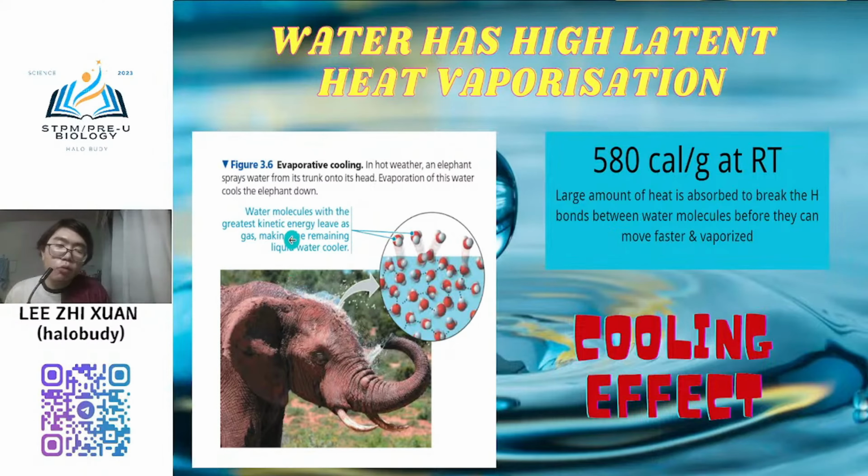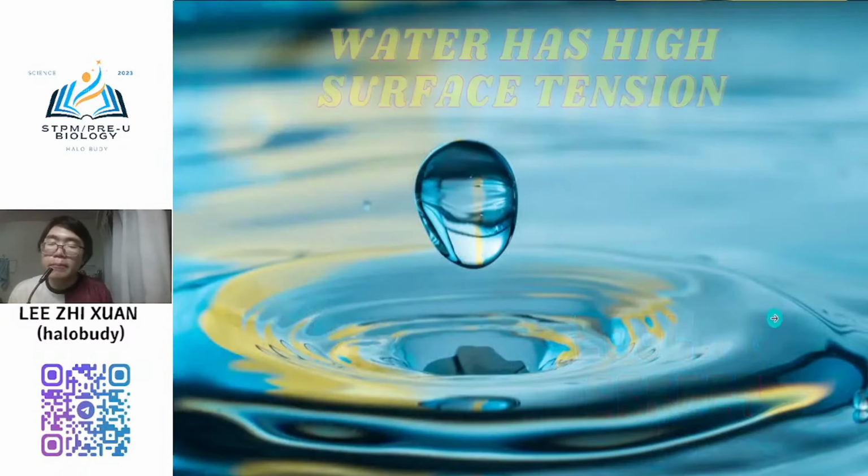Another one is that water molecules with the greatest kinetic energy leave as a gas, making the remaining liquid water cooler. You see, the water molecules with the greatest kinetic energy leave as gas, making the remaining liquid water cooler. So you know that water molecules are arranged in the liquid by hydrogen bonding. So when they already evaporate, they will make the lower part of the water cooler. So this is one of the properties lah.